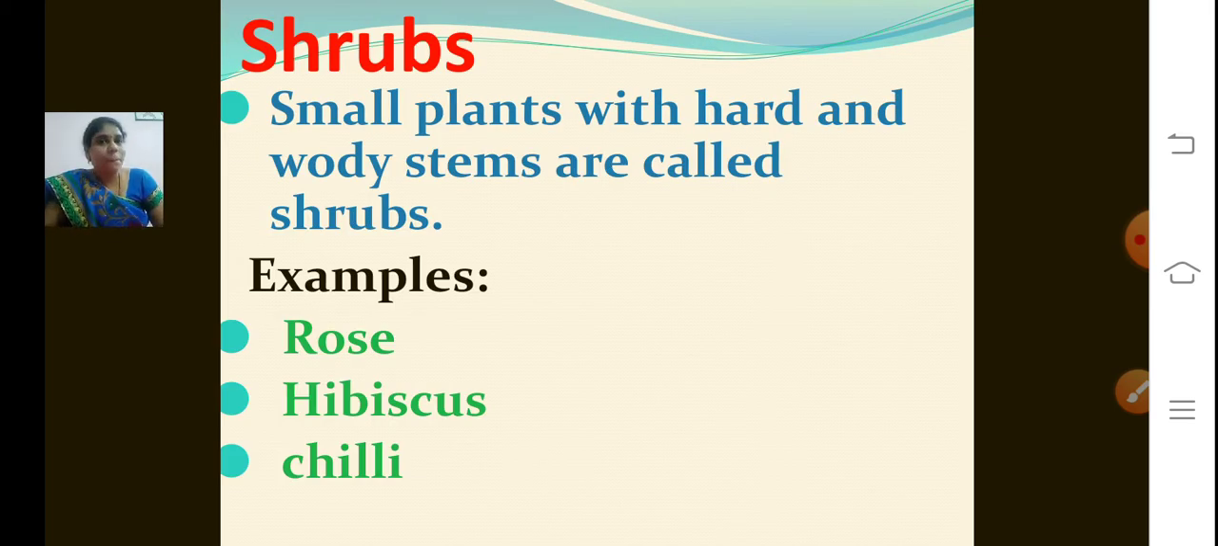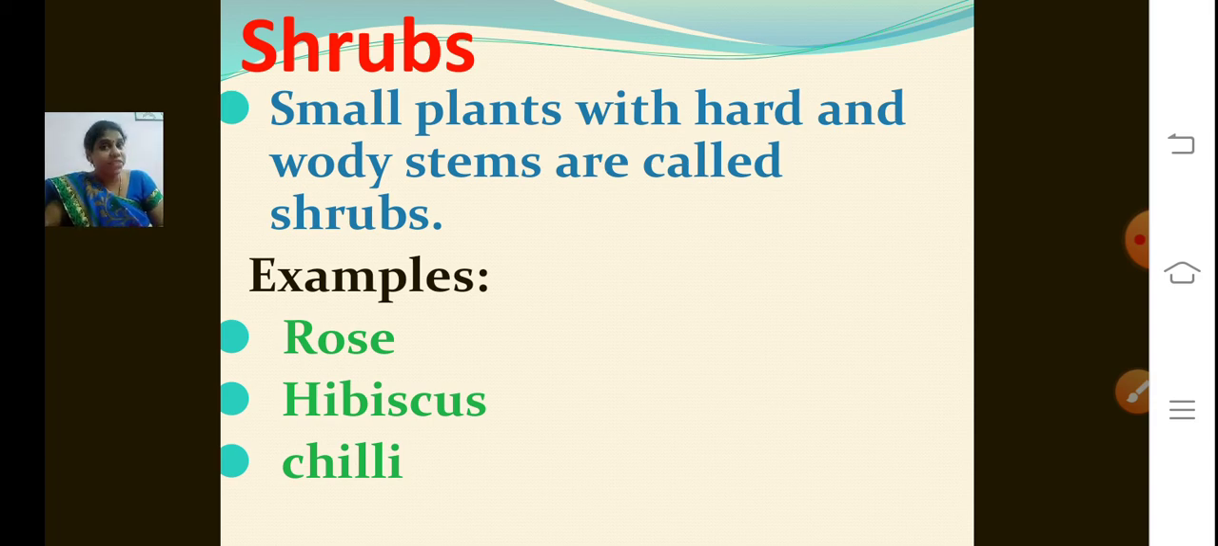Big plants are called trees. Now both shrubs and herbs are small plants only, but there is a little difference. Small plants with hard and woody stem. It will not grow like a big tree. It will be very small only, but the stem will be a little thick. It will be very hard and woody. It is not a big plant. It is a small plant.